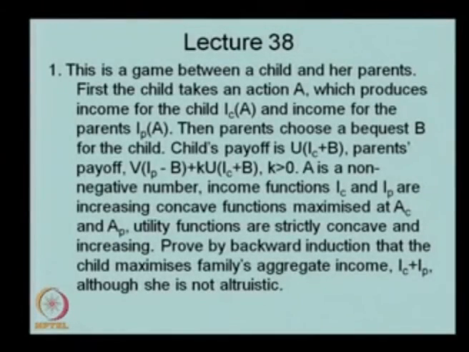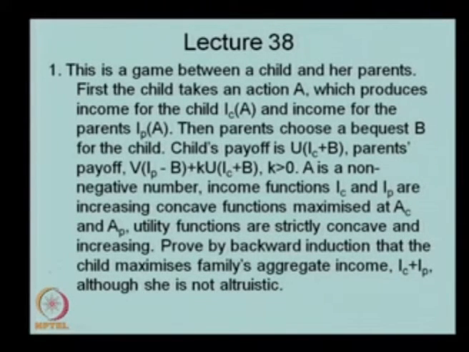This is called the rotten kid problem. This is a game between a child and her parents. First, the child takes an action A, which produces income for the child, denoted by IC(A), and income for the parents, IP(A). Then parents choose a bequest B for the child.